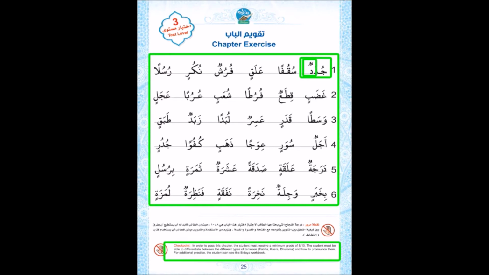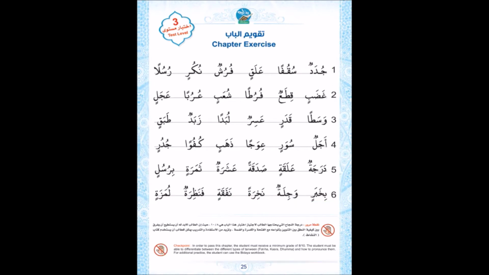Of course, we use the same technique in this chapter exercise. Each line is increasingly difficult. For example, the first line contains shorter words than the final line, and we're not mixing up the types of tanween too much in the first line. These are all new words in this chapter exercise, never before seen in the lessons, so the student won't simply memorize the words and the tanween patterns.